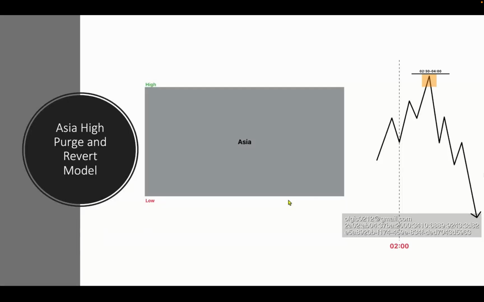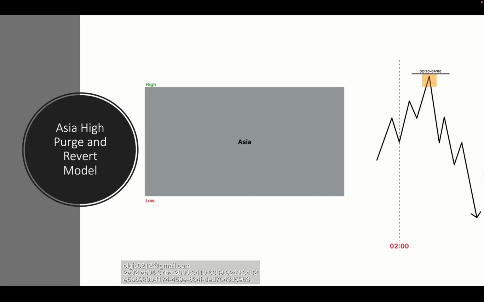So let's take a look at the Asia high, purge and revert model. For the Asia high, purge and revert model, we will be looking at the following. We will be looking at, first of all, a market that is predetermined to go lower. So from the higher time frames, we have established that the market is likely to draw lower towards a sell-side objective, a key liquidity pool, or to an old imbalance that price is likely to revisit.